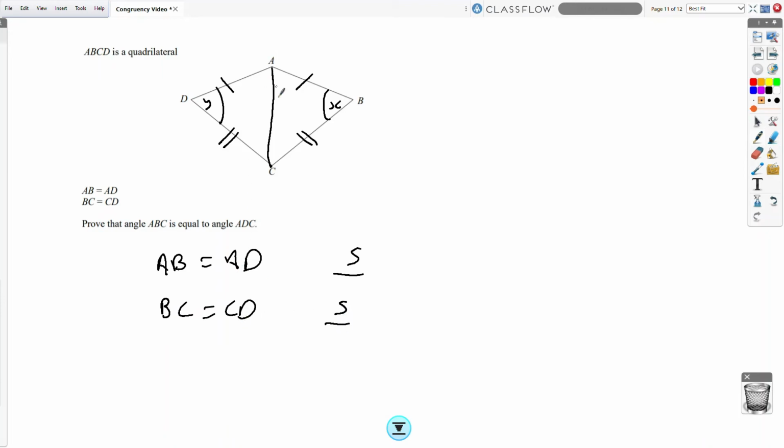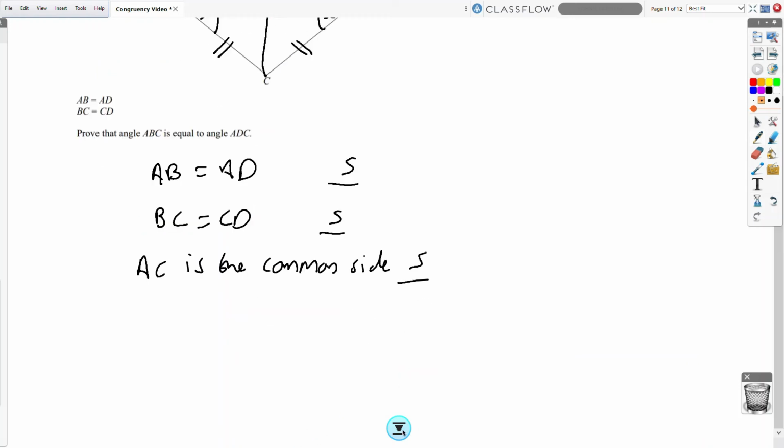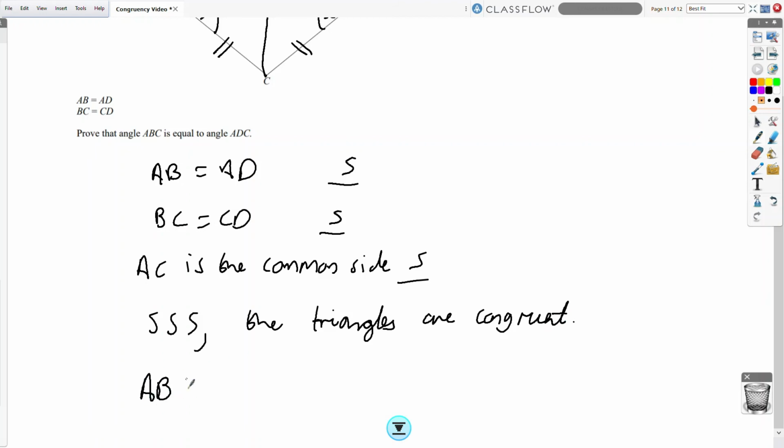Now if you notice this AC, which is split down the middle, that is the common side. What I mean by that is it's the same in both of them. We have another side. So if you have side, side, side, the triangles are congruent. Now remember, what does congruency mean? Congruency means that any 2D shapes will have the exact same lengths and angles. So if the triangles are congruent, angle ABC must be equal to angle ADC. So that's all we're doing there.